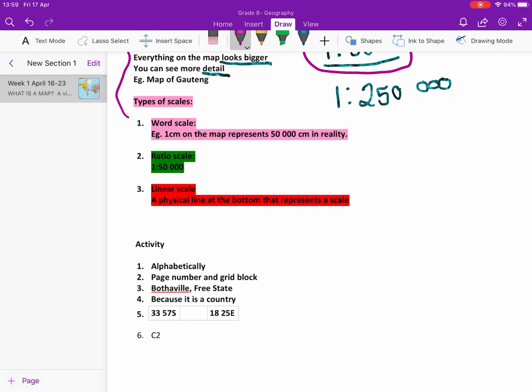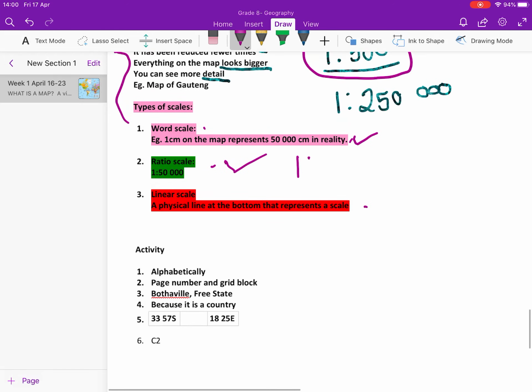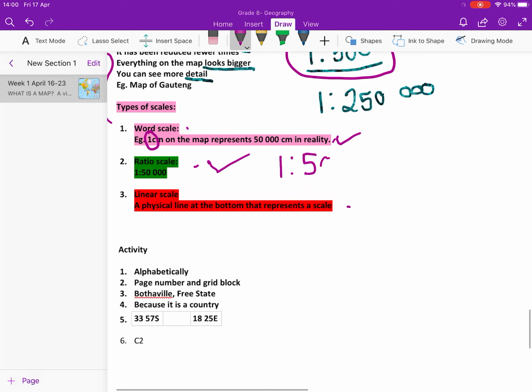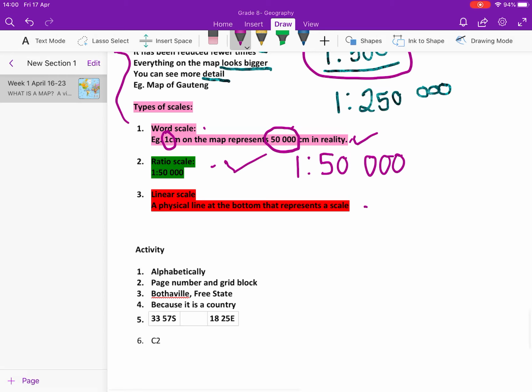Then we get our types of scales, which are word scale, ratio scale, and linear scale. Word scale is pretty simple. It writes it out in words. So it says 1 centimeter on the map equals 50,000 centimeters in reality. A ratio scale is when this is written as a ratio, meaning 1 to 50,000. I get my 1 from over there, and I get my 50,000 from over there. This is a ratio scale.